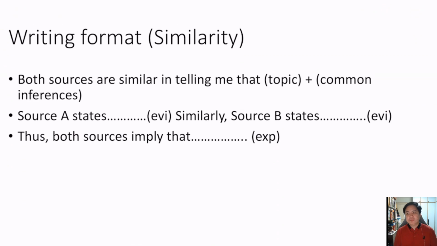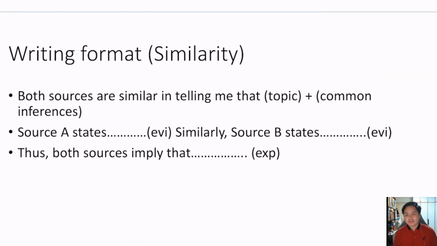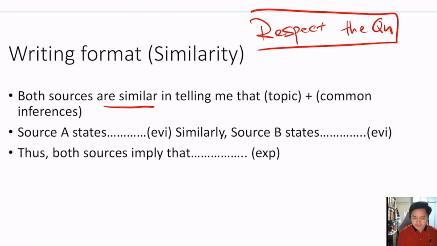Now, moving on to the nitty-gritty things. Writing format for similarity. Of course, answer the question, right? Like what I like to say, please respect the question. How do you respect the question? You respect the question by answering directly, by writing the word similar. Please don't start with 'Source A states this, which means that. Source B states this, which means that.' Then you're not giving me your criteria at the start. So your start should look like this: both sources are indeed similar because they tell me, then find out the topic, and then find out the common inferences from both sources. Okay, topic plus your common inferences.